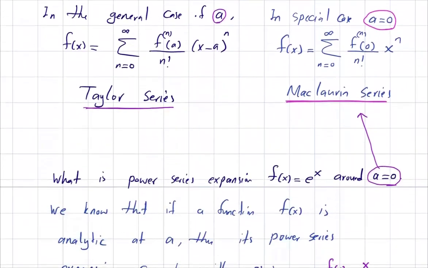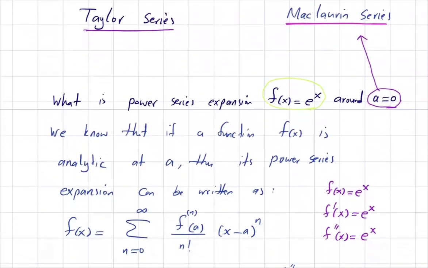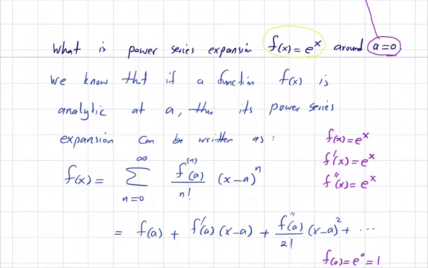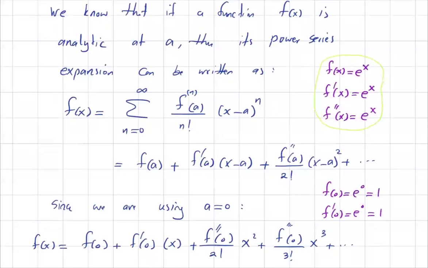The question here says, what is the power series expansion of the exponential function e to the x around a equal to 0? So basically, you're using the Maclaurin series. You're using f of x as the summation of the nth derivative of f at 0 divided by n factorial times x to the n. We know that the function f of x is analytic. f of x is e to the x, the exponential function. It's continuous everywhere. There is no issue with this well-behaved function. And if you take the derivative of this function, all of them are equal to e to the x. So it makes it very easy for us to do the calculation.